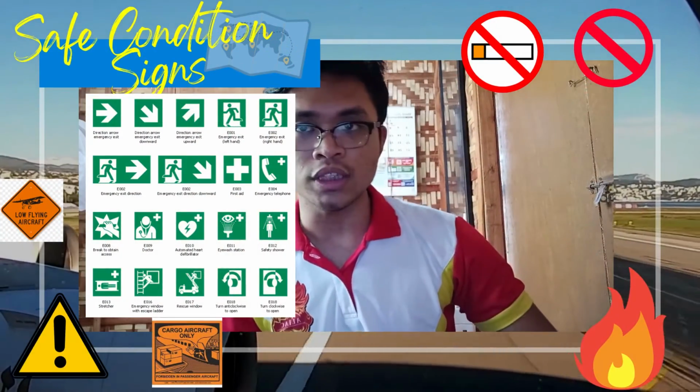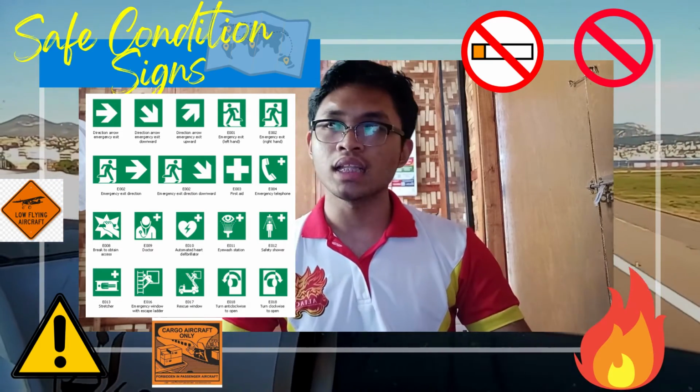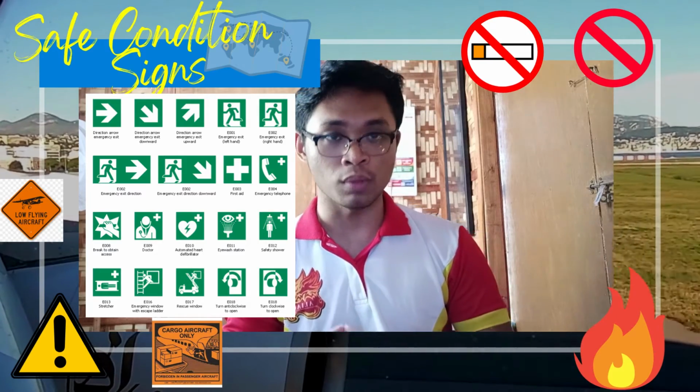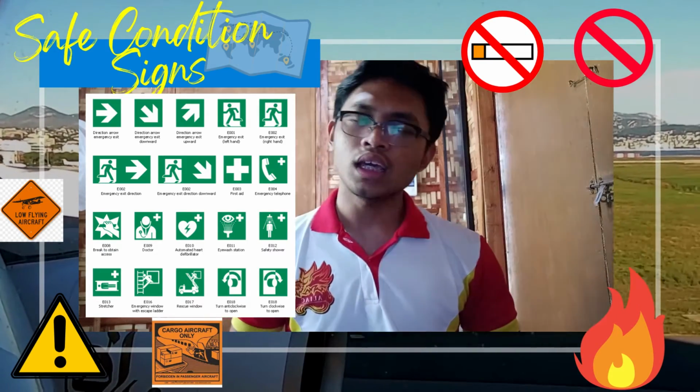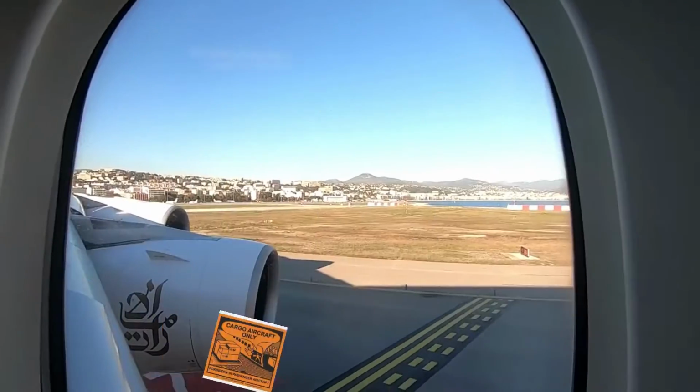Information about the safe condition signs are usually colored green, and they aid by telling people where the safe places are located in order for them to go there. Here are the examples of safe condition signs.